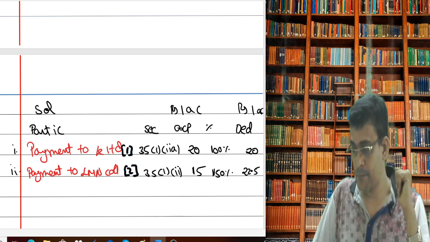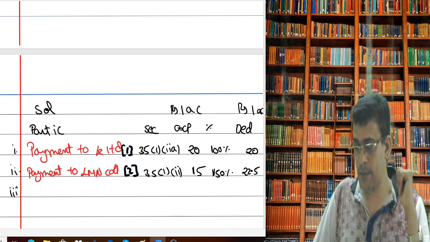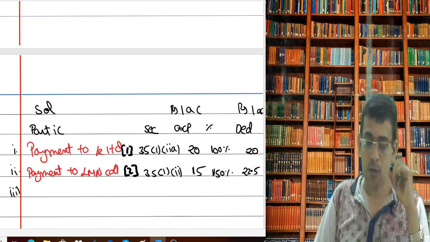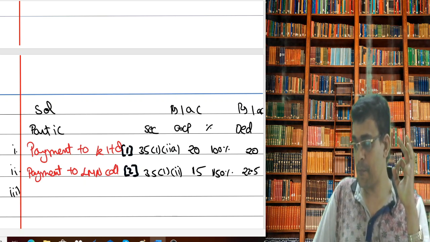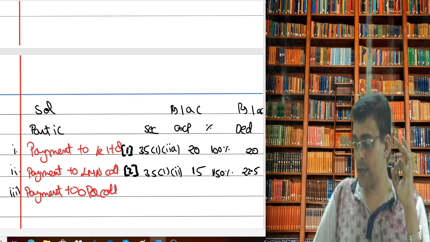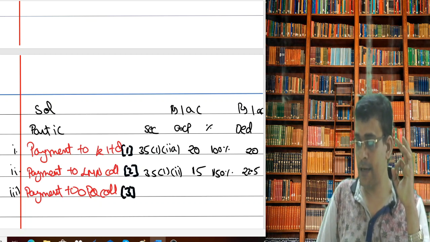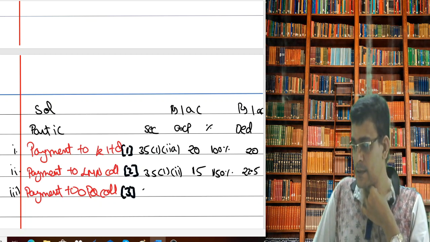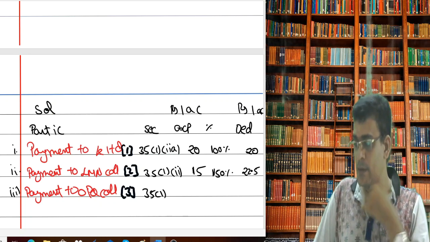Now let us see what your third payment is. The third payment was made to something called OPQ college. This you try to explain as a part of your working note number 3. There you try to explain everything clearly and in detail. Then what? Section 35 subsection 1.